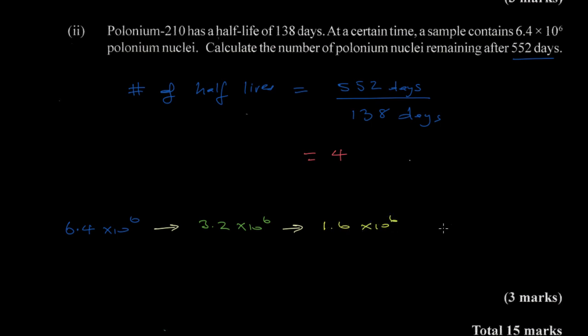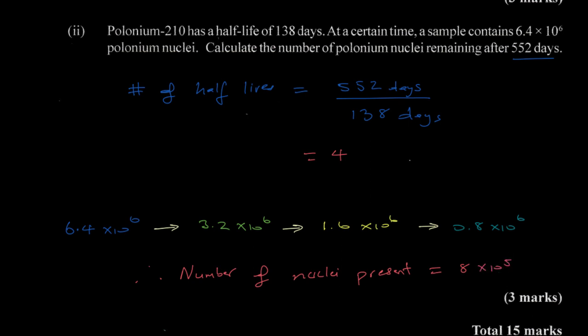Then after the next half-life, it's going to reduce again by half of that, which is 0.8 times 10 to the 6. So we could represent that as the number of polonium nuclei present would be equal to 8 times 10 to the 5 nuclei.